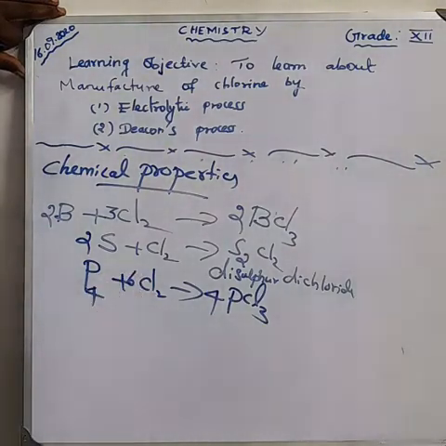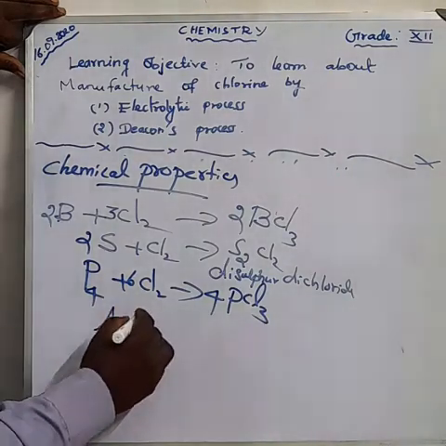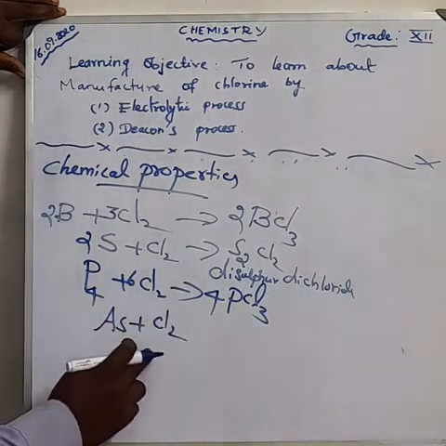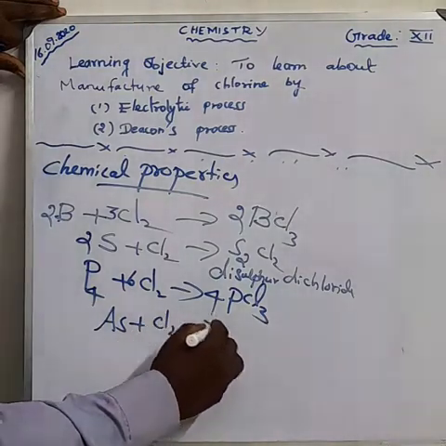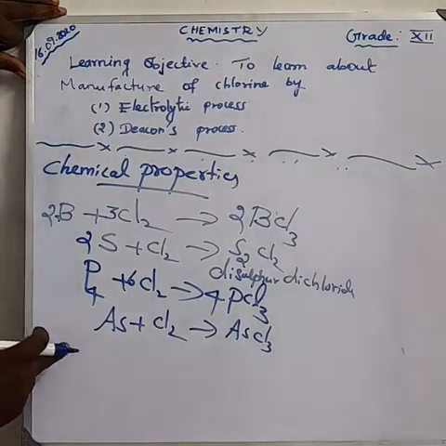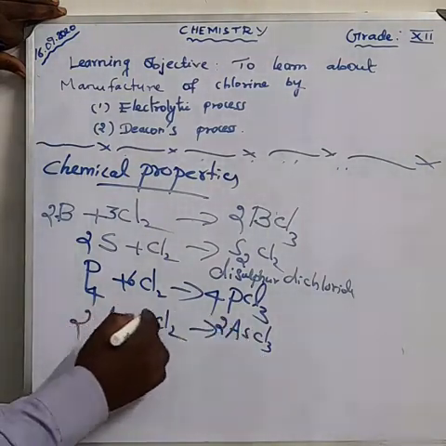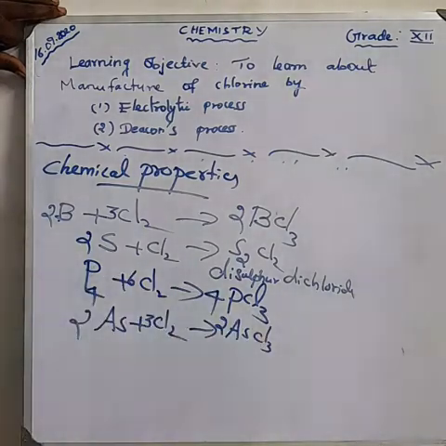Next, arsenic, As. Arsenic reacts with chlorine, Cl2, to form AsCl3. How can I balance the equation? Make it 2 here, so arsenic also 2. Make it 3 here. Now the chlorine is balanced.